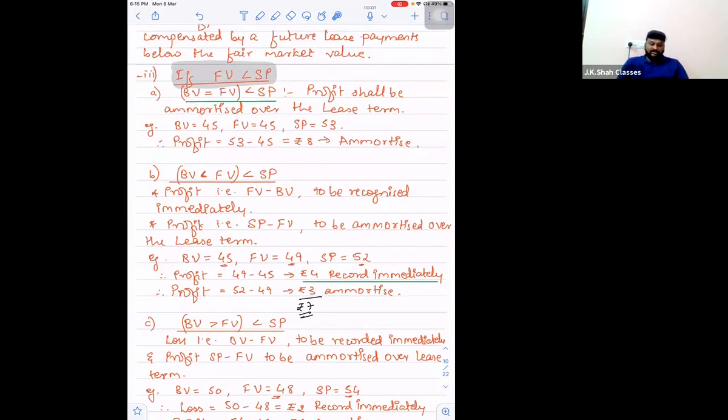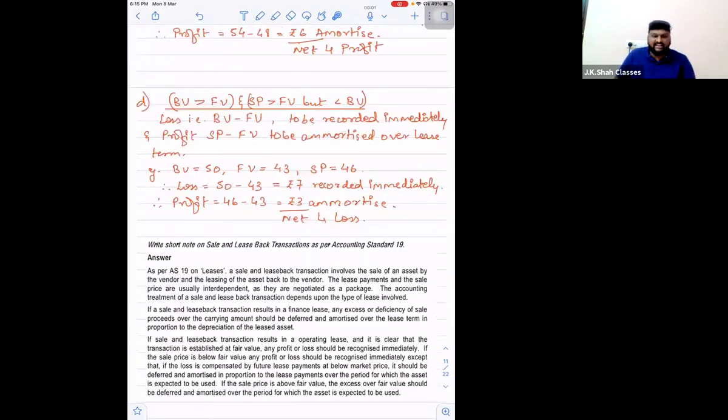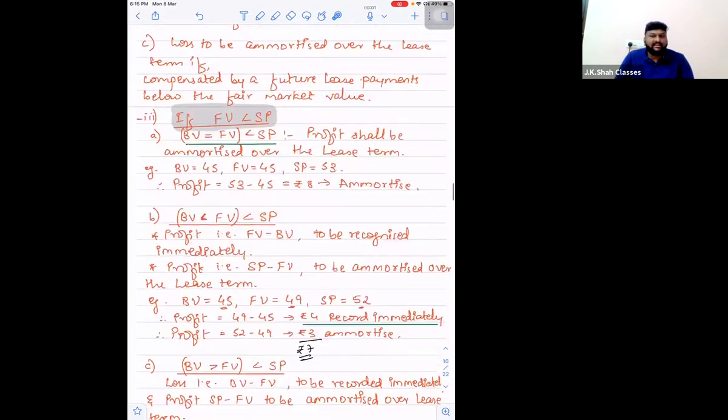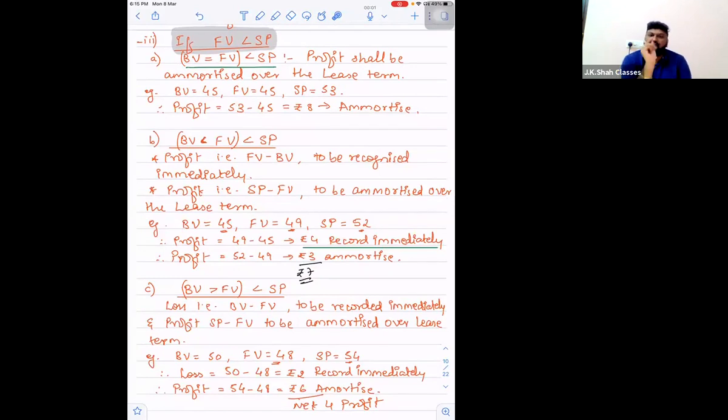Now, the third situation. In the third situation, the logic is that the fair value is now less than the selling price. We are going to discuss A, B, C, D, 4 situations, and in all the 4 situations you will find one thing in common, that my selling price will be greater than the fair value. So please understand, whenever the selling price is greater than the fair value, the difference of fair value and selling price will definitely be a profit, and that has to be amortized.